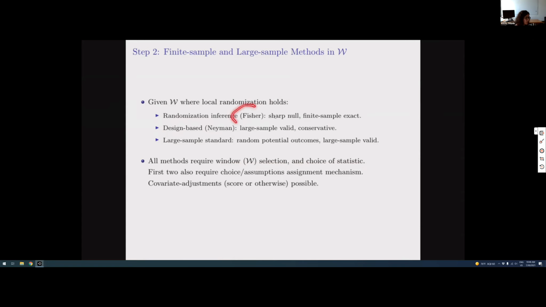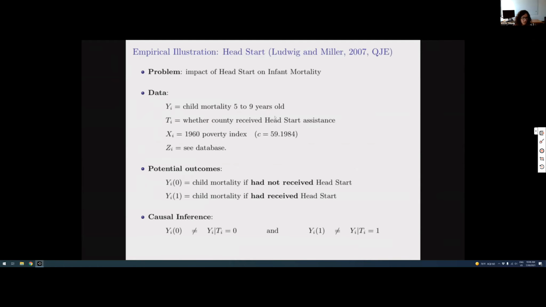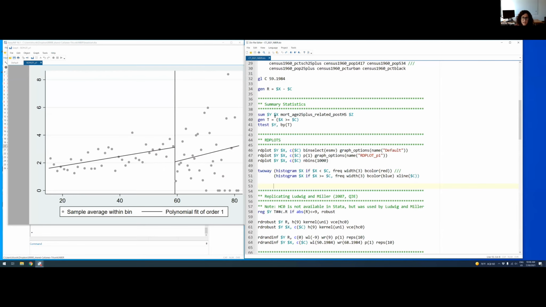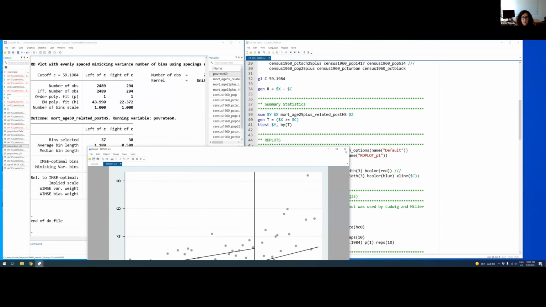If you're using Fisherian or Neyman inference, you're going to need to think about the particular assignment mechanism as well. Let me go for the last bit back to the code, and I wanted to show you, if I can move this away. Yes.